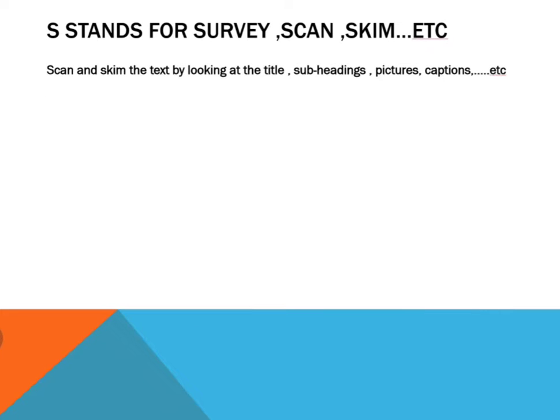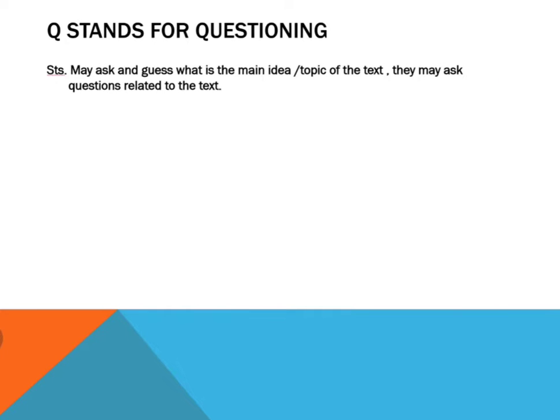Now let me explain what each letter stands for. The S stands for survey, scan, skim, etc. Here the students can scan and skim the text by looking at the title, the subheadings, the pictures, and the captions below the pictures to guess what it is about.